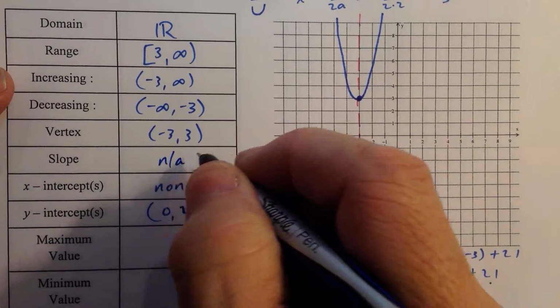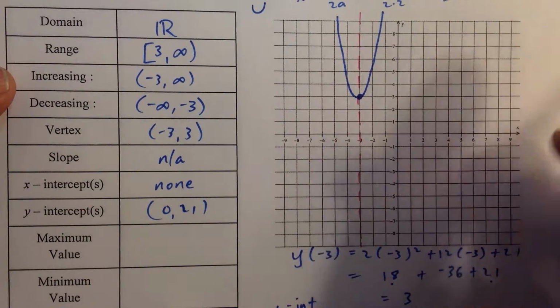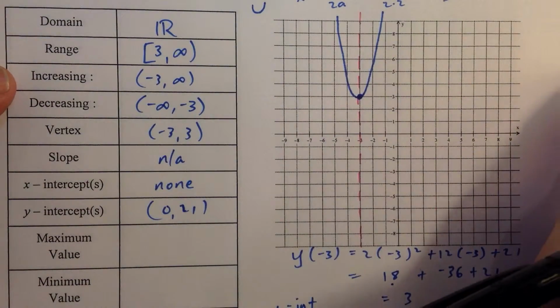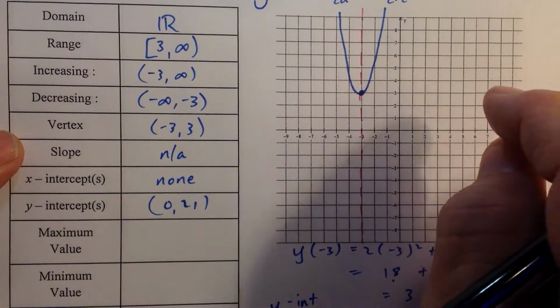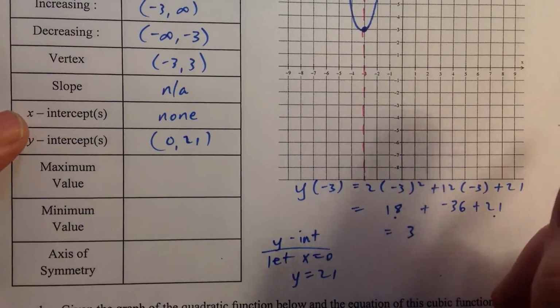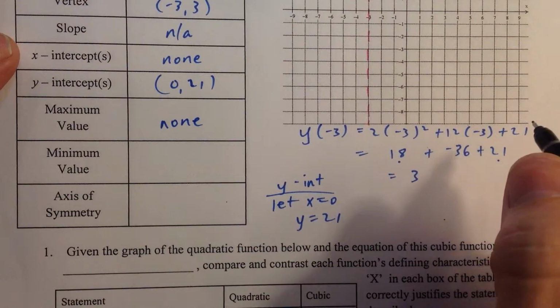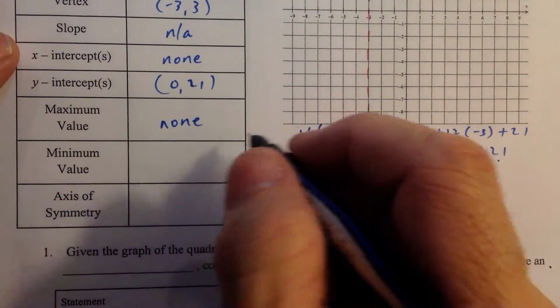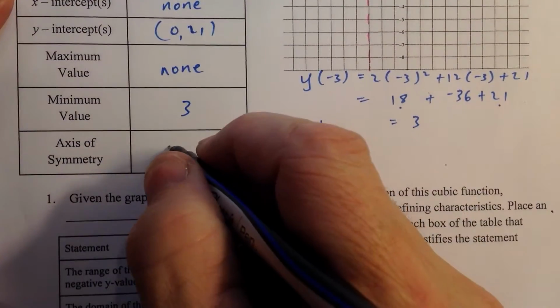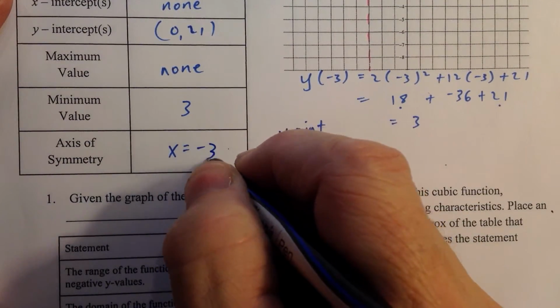The slope, we don't refer to the slope of a parabola, so that's just NA, non-applicable. Maximum value, since the y values continue to get bigger and bigger, we have no maximum value, but the minimum value is 3, and the axis of symmetry again is x equals negative 3.